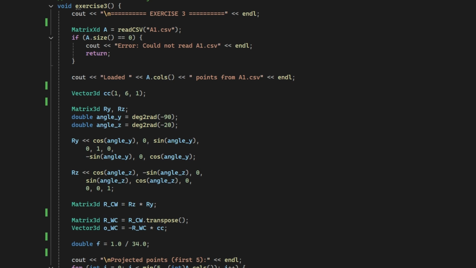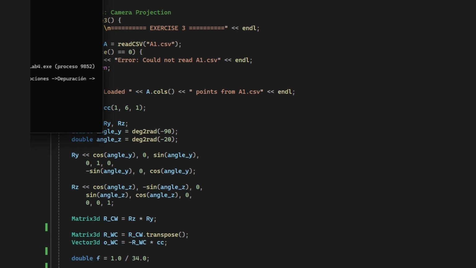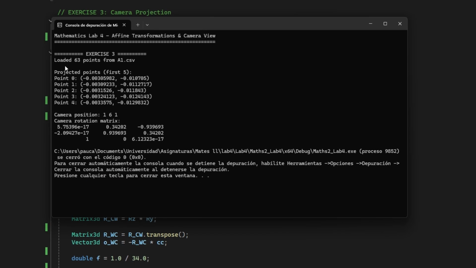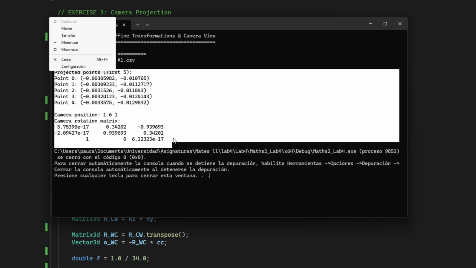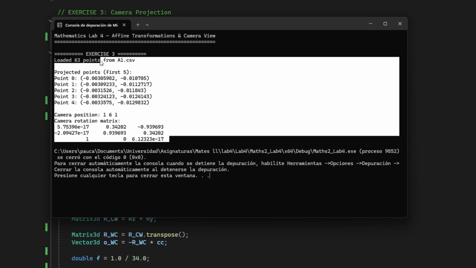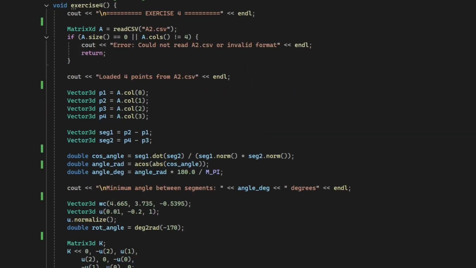So let's see if it does it correctly. And as you can see here, loaded 63 points from A1. So we have it in here. It does it correctly.